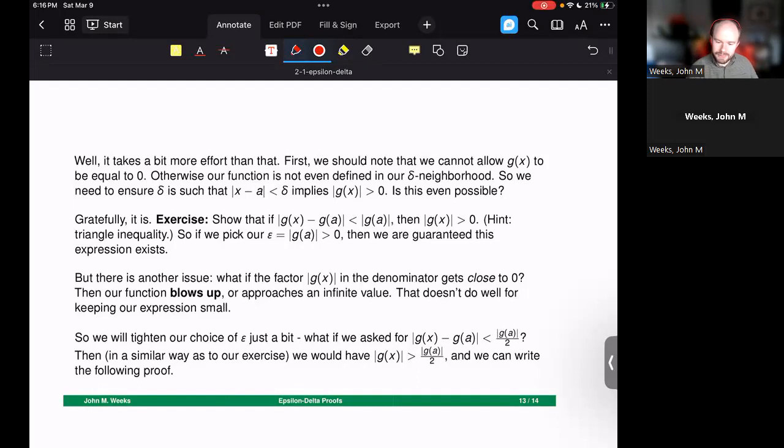So we cannot allow, first of all, g of x to be equal to 0 at any time. That's not going to work because otherwise our function is not even defined in that delta neighborhood. So we need to be shrinking our delta to be past a point where g of x is equal to 0. Well, are we able to do that? Remember, our only tool right now is the fact that g is continuous at a. So is there a way that we can do this? Well, gratefully, there is a way. Here's an exercise for you, and I'll give a little picture to help us out.